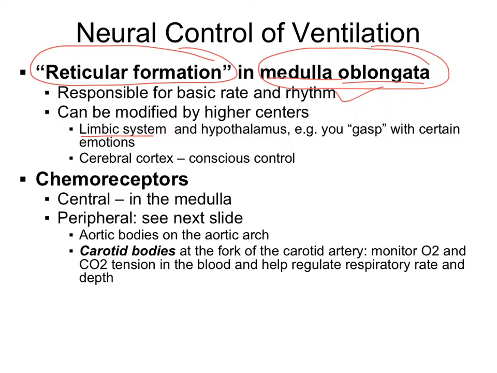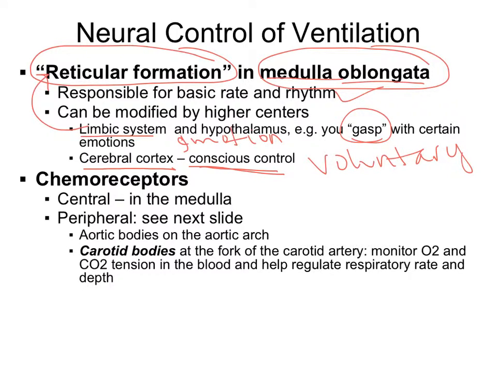So the limbic system, which controls emotions, can cause you to, for example, if I were to tell you some really good news, you might gasp. Well, that's a sudden inhalation. So we have some override of the reticular formation by the limbic system. And then we also have in our cerebral cortex, remember that is where we have conscious control or voluntary control. So right now I could tell you breathe in and you would do it. And I could say breathe out and you can do it. And that's because your cerebral cortex can override your reticular formation and tell you to breathe.